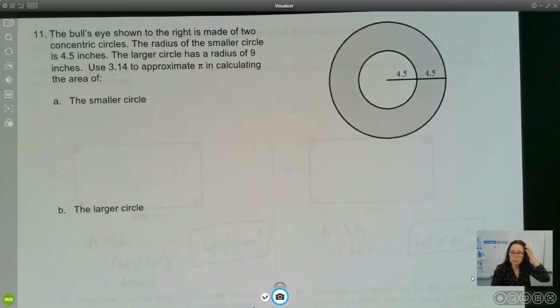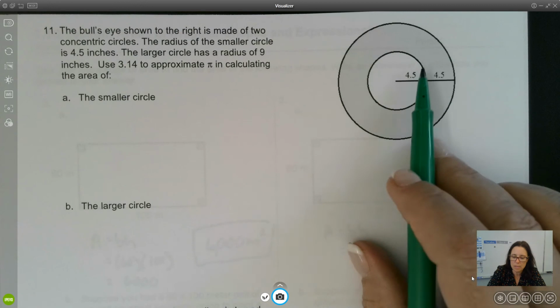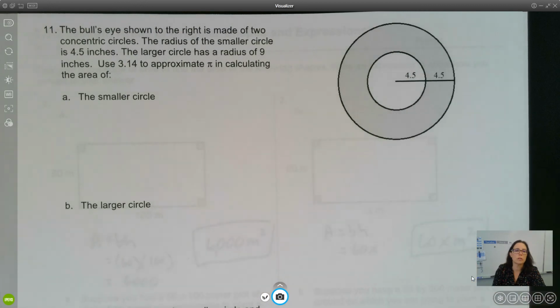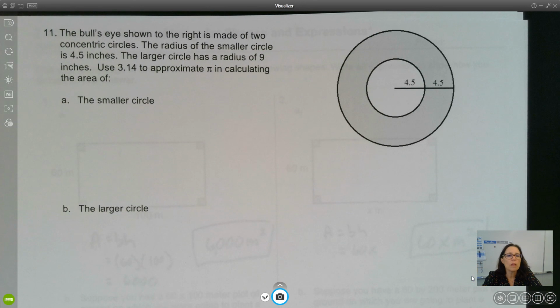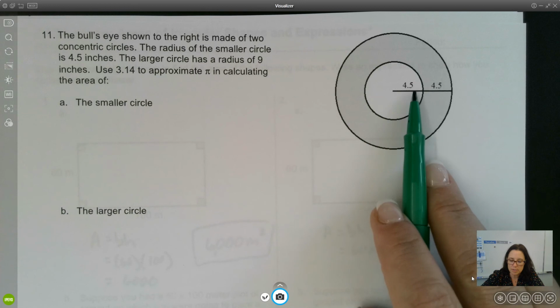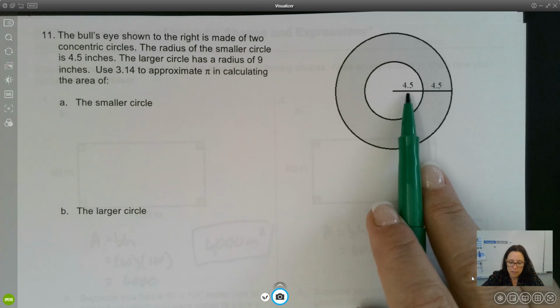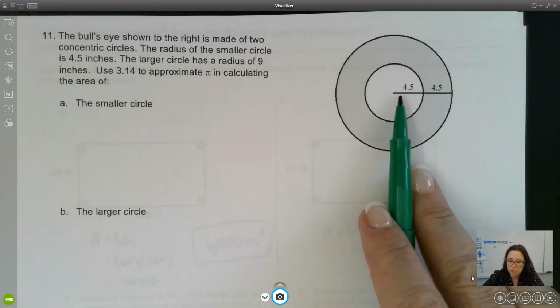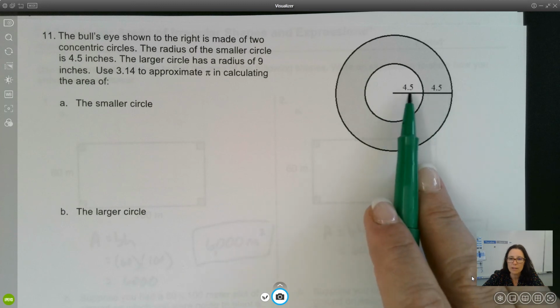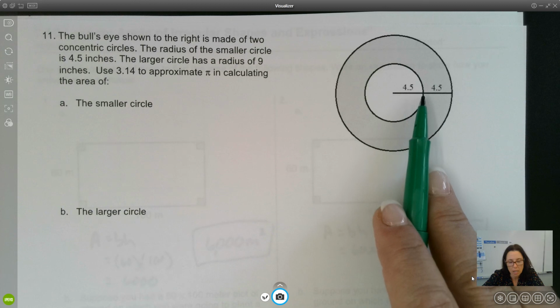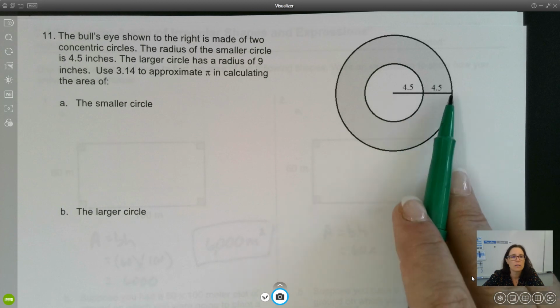All right, we've got this bullseye shown to the right. It's made up of 2 concentric circles. So concentric just means one is a larger version of the other. The radius of the smaller circle is 4.5 inches, as demonstrated here. The larger circle has a radius of 9 inches. So we would need to think of the whole thing as 4.5 plus 4.5, which is 9.